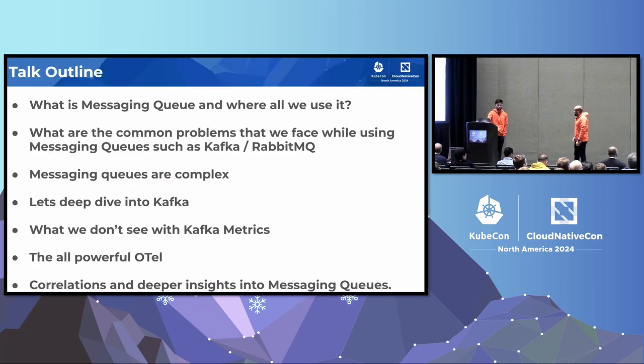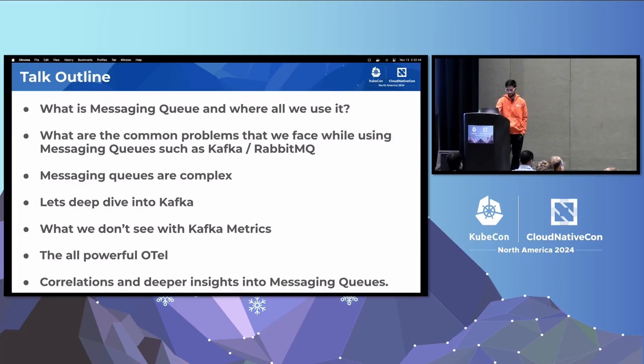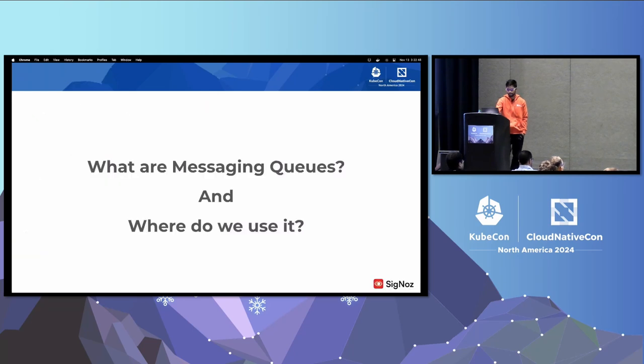So we are going through the talk outline. We are going to talk about what are messaging queues. I am pretty sure that most of you have already used some kind of messaging queues, such as either Kafka or RabbitMQ or Strimzi or something like that. And we are also going to talk about where we use it, why do we actually use it. What are the common problems that we face while we are using Kafka or RabbitMQ? Why do we think messaging queues are complex? And we will deep dive into one of the messaging queues, which is one of my favorites, but not a part of the CNCF landscape, which is Kafka. And what we do not see with the Kafka metrics. Although Kafka exposes a lot of metrics, we do not have a lot of actual insights from Kafka metrics.